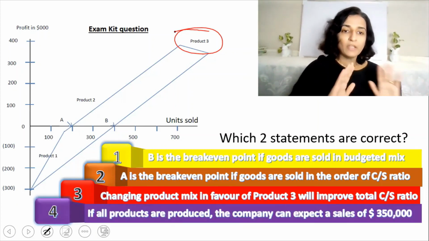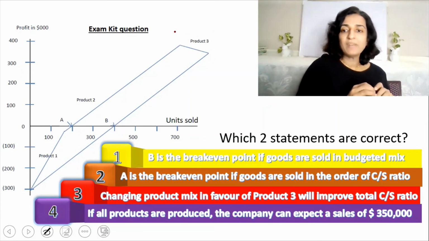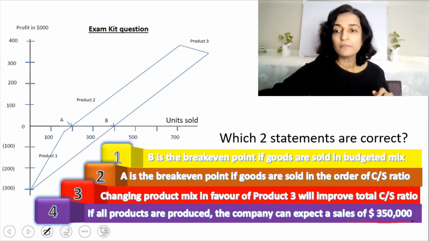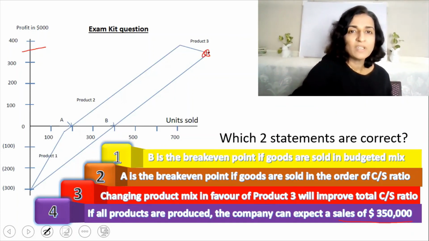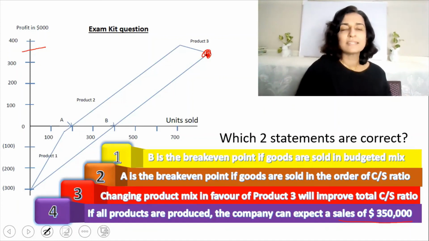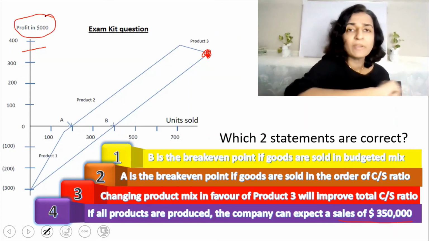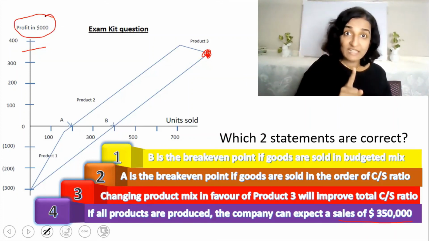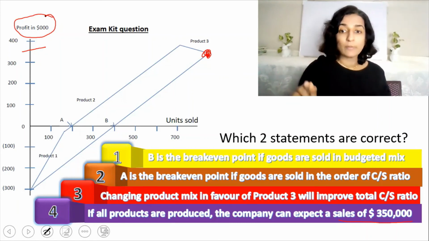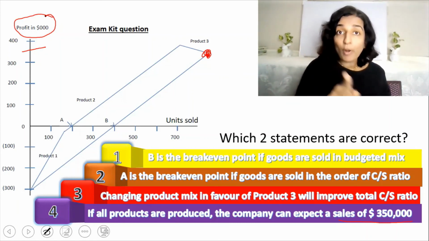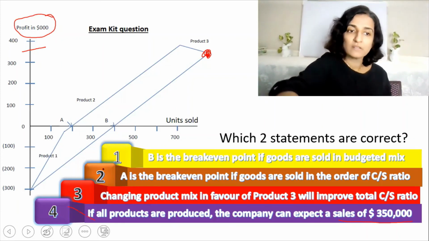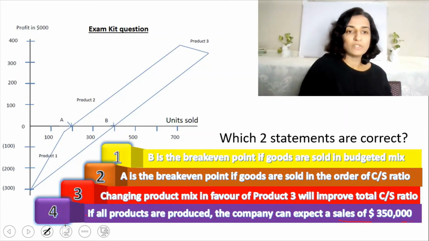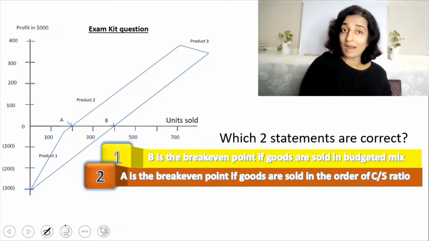Now statement 4: if all products are produced, the company can expect a sales of $350,000. $350,000 is here, which means that they are telling you this point is the total sales. Do you think that point is a total sales? No, it is the profit which is depicted on the y-axis, not the sales. So the statement should have been, if all products are produced, the company can expect a profit of $350,000. But since they have said sales, statement 4 is also wrong. So the two statements which are right are statements 1 and 2.